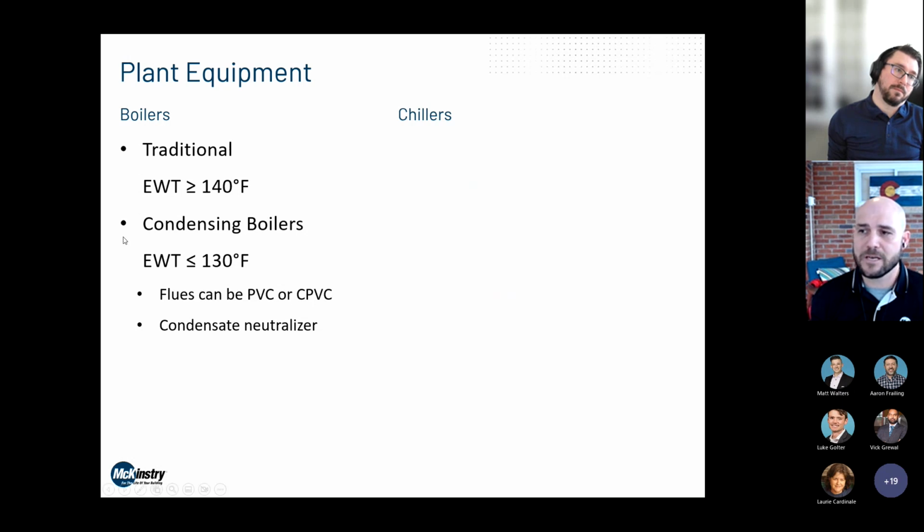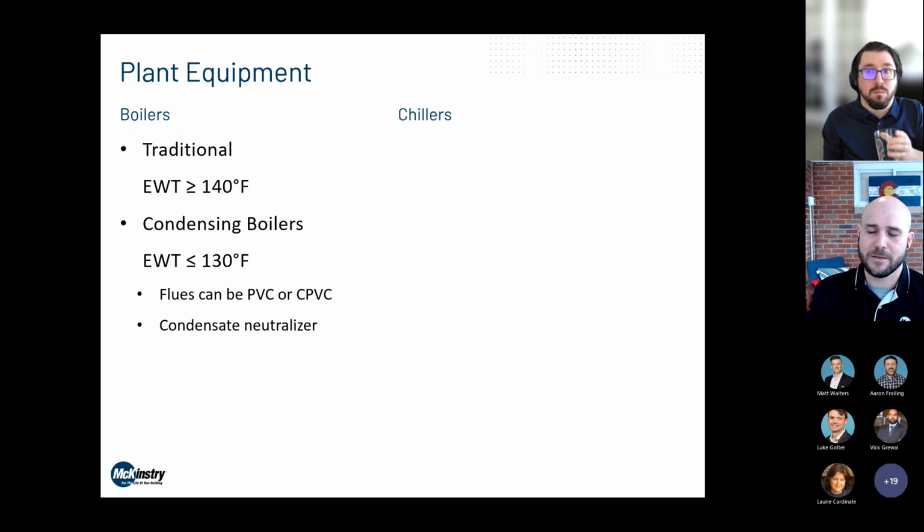One easy, quick way to identify if a boiler is condensing or not, or any gas-fired equipment is condensing or not, is that the flue is plastic. It's either PVC or CPVC, and that's a pretty easy tell. Just something to look for. And if you see that a boiler is condensing, you should also see that it has a condensate neutralizer, because this liquid that condenses out of the flue gas is slightly acidic.